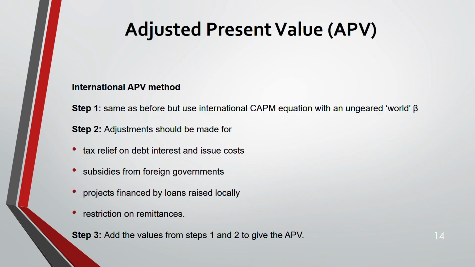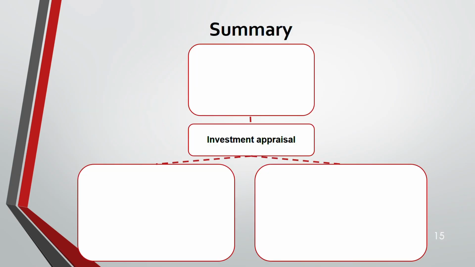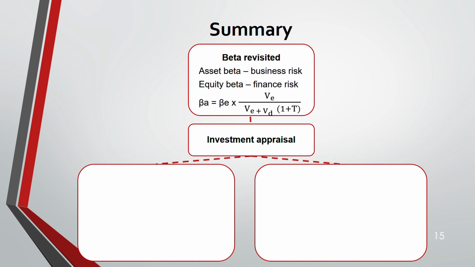And step 3: the addition of step 1 and step 2 will give you adjusted present value. So that's it for this lecture. Now let us summarize what we have discussed, starting with beta. We went through business risk that is measured by asset beta, and financial risk that is measured by equity beta. Then we do re-gearing and de-gearing through the formula given in the formula sheet. Value of equity, value of debt, taxes and equity beta will be given, and asset beta you have to find out. I'm sure you know the steps of de-gearing and re-gearing.